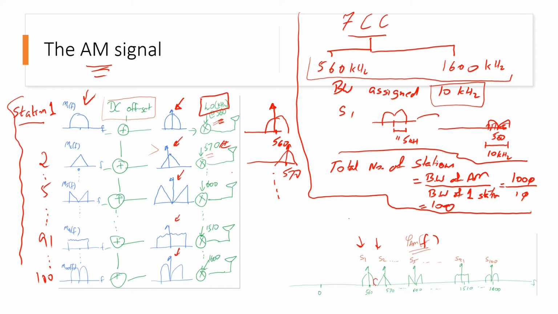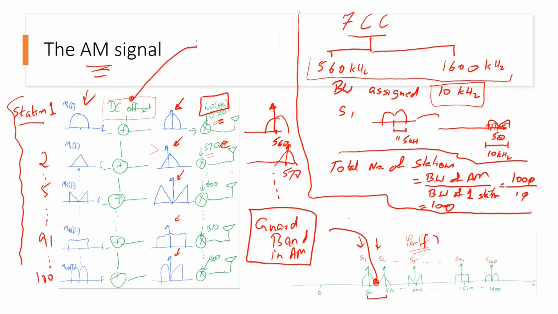Usually we assign a few hertz as guard band in AM, and this is basically used to avoid interference between two successive stations. And the use of this DC is linked with an ease in demodulation, whereby we can use an inexpensive envelope detector.